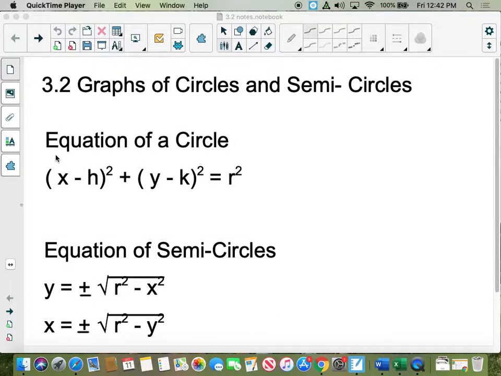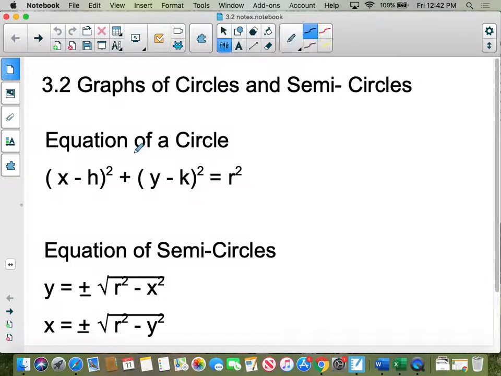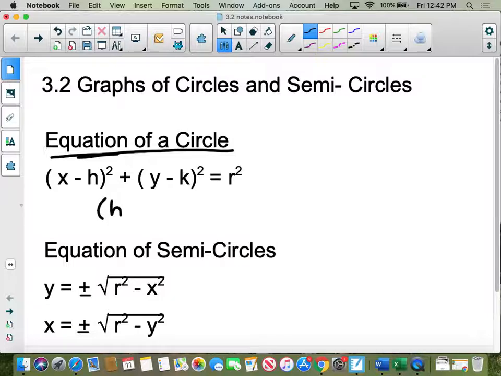The equation of a circle is x minus h squared plus y minus k squared equals r squared. Circles have a center. The center is going to be at the h and the k. And circles also have a radius. So this is radius squared, so it's just the r for the radius. (h, k) is going to be the center of your circle. r is going to be the radius of your circle.